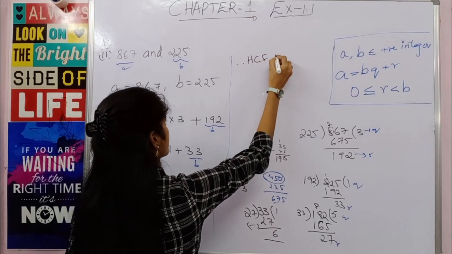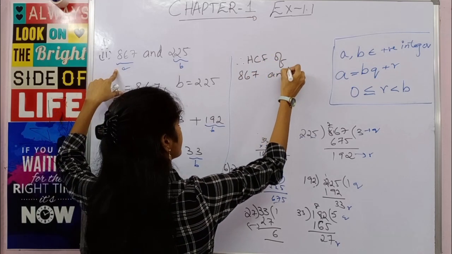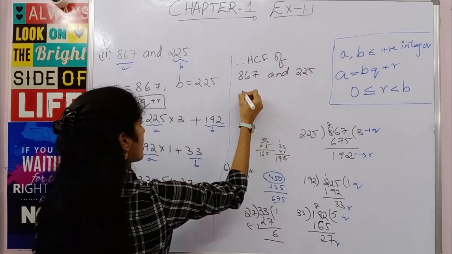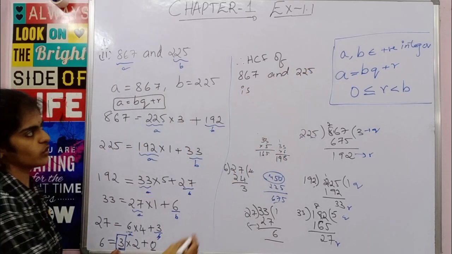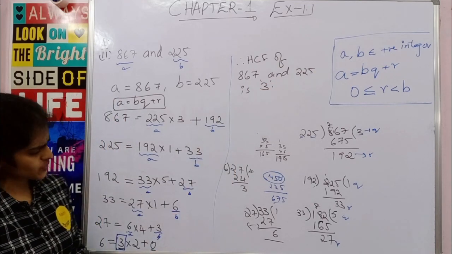Therefore, HCF of 867 and 225 is this value, 3. Is it clear now? So it's very simple.